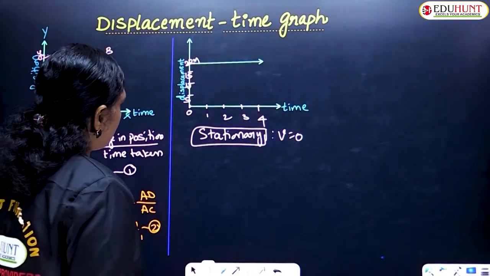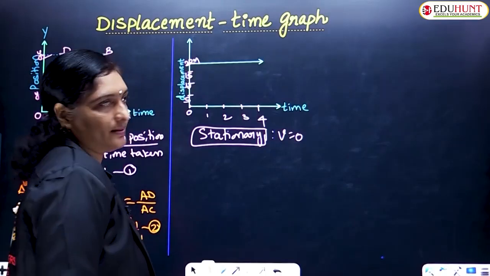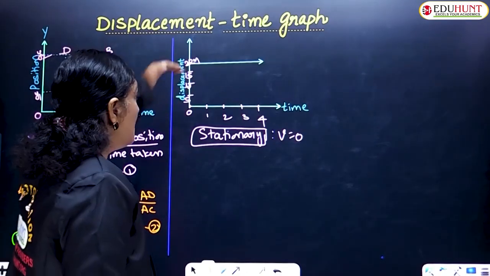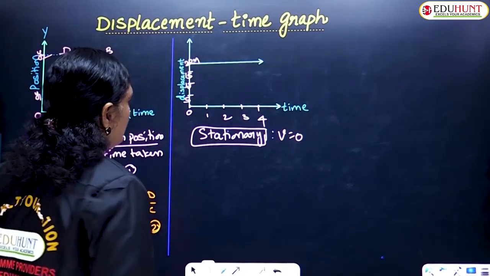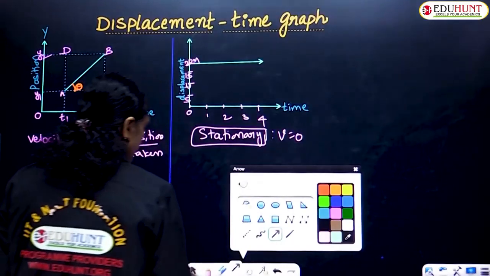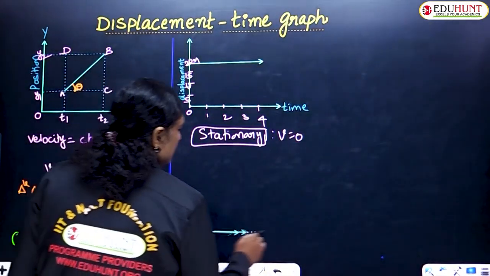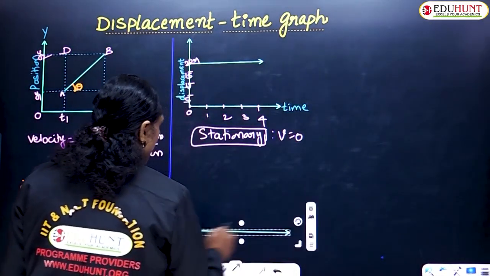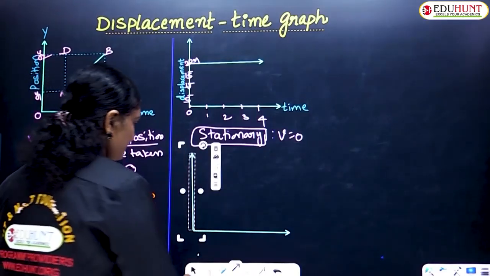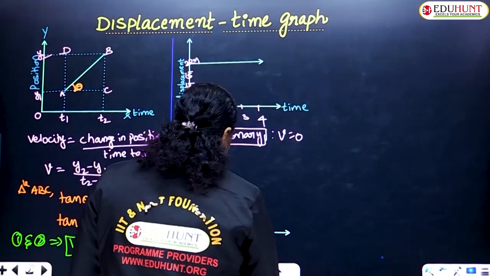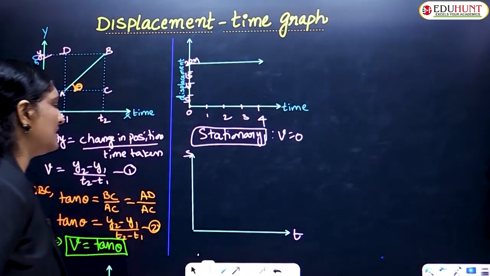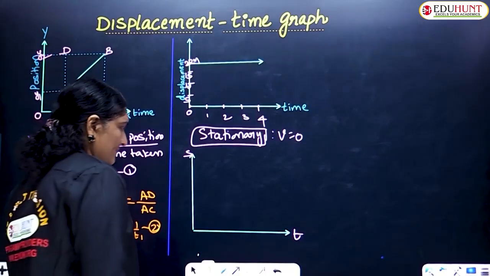Whenever the displacement time graph is a straight line, but it is not parallel to the time axis, let us try to understand the same. Okay, so here we go. This is your time axis and here is your displacement. So this is time and here it is displacement. Simply I will be writing it as position.